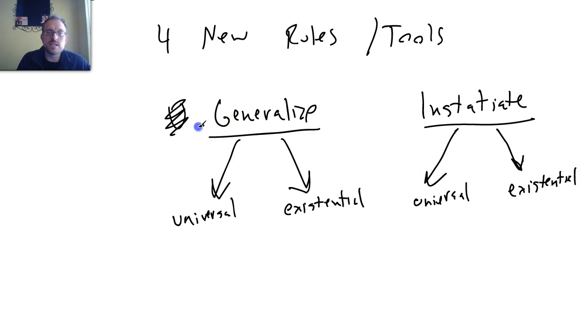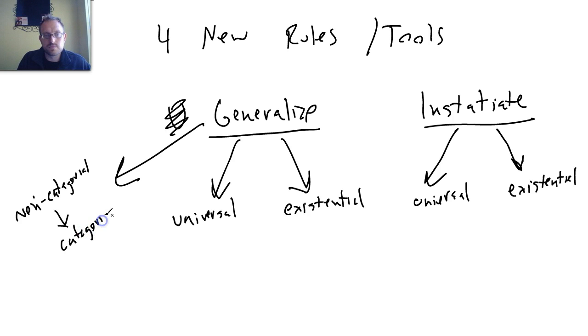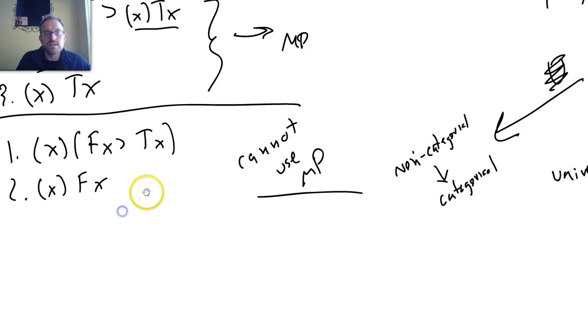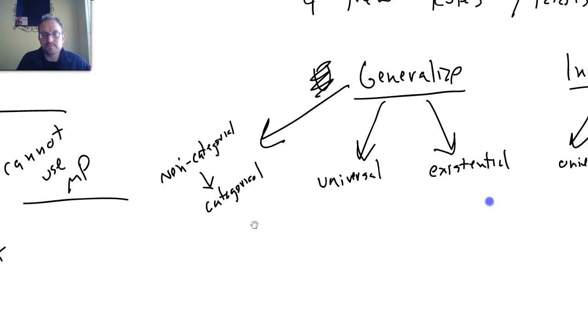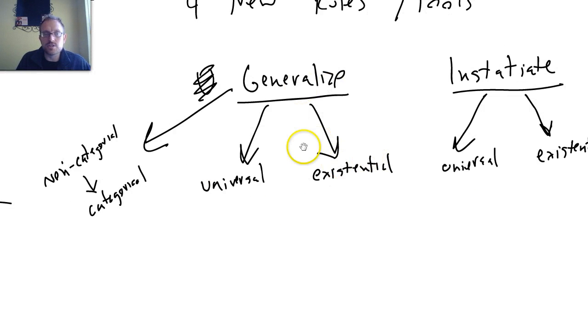Now, what does the generalization allow us to do? The generalization allows us to go from a non-categorical claim into a categorical claim. Or in other words, if we just had fx, it would allow us to go to ∀x fx. Okay? Now, the existential generalization does the same thing, where we begin with a non-categorical claim and we move it into an existential categorical claim.